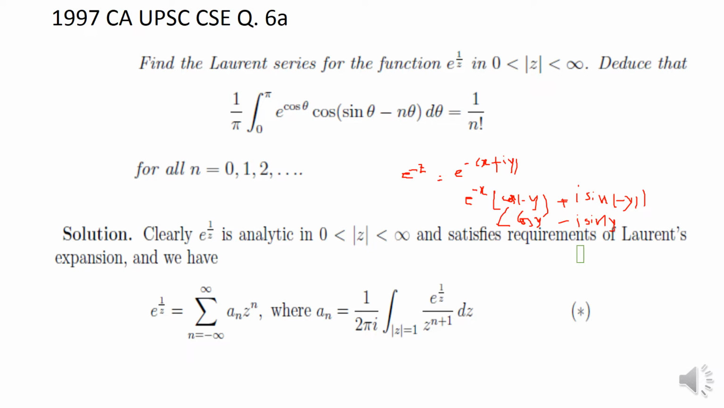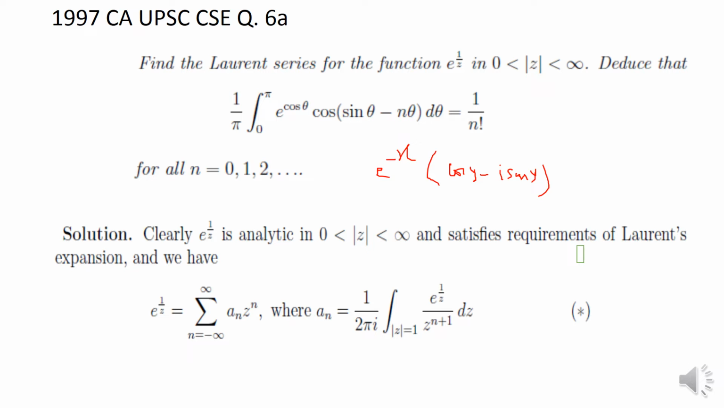And e to the power minus x is in multiplication. Okay, so we got e to the power minus x into (cos y minus i sin y). This is e to the power 1 upon z value. So from here we can write this is the real part, u is equal to e to the power minus x cos y, and here into e to the power minus x we got the imaginary part. So imaginary part is minus e to the power minus x sin y, which is equal to v.